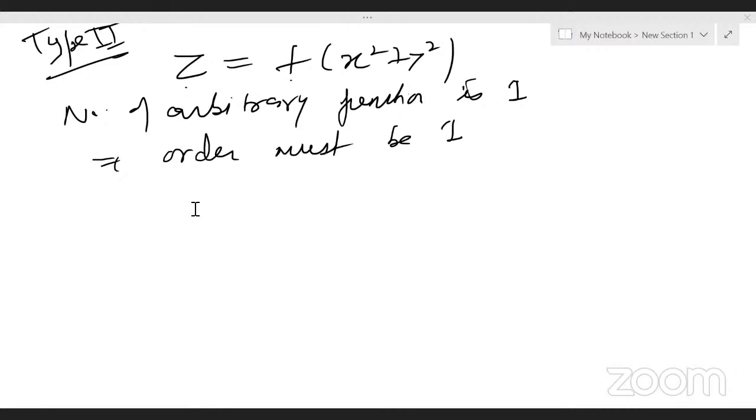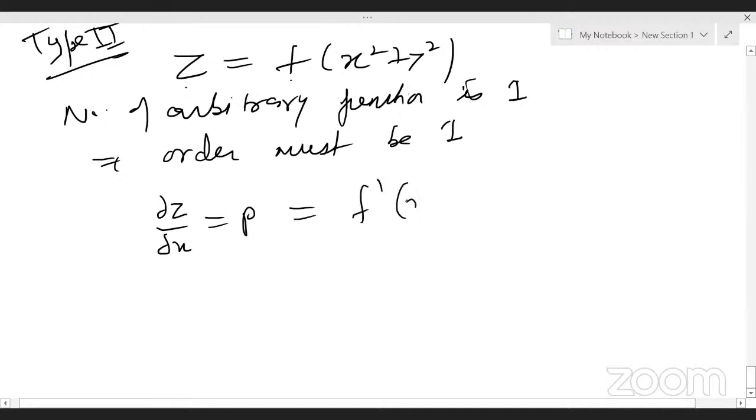So let's see how to go about it. If I differentiate with respect to x, you will get del z by del x, which is equal to p, equal to f dash of x square plus y square, times the differentiation of x square plus y square with respect to x, which is 2x, right?